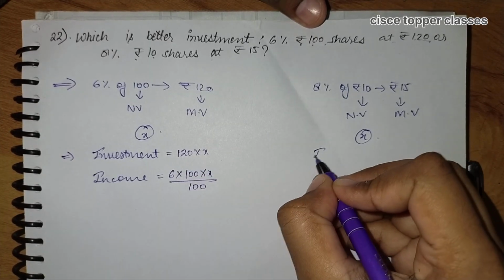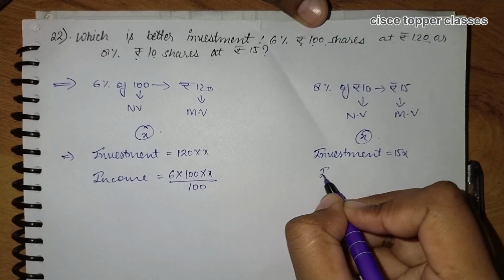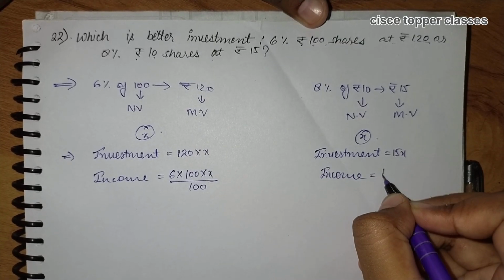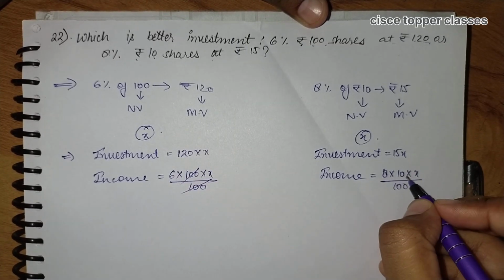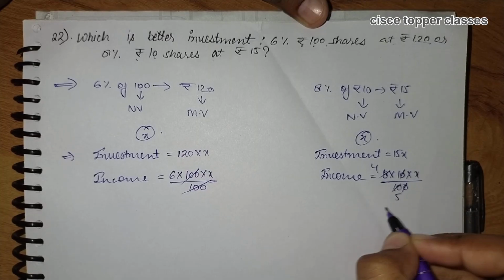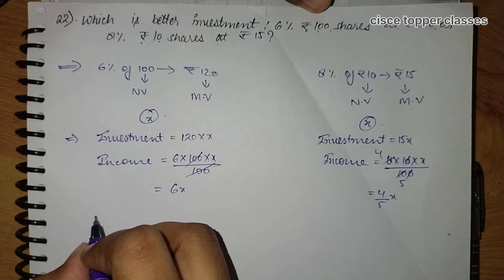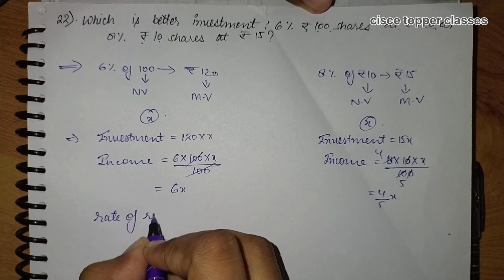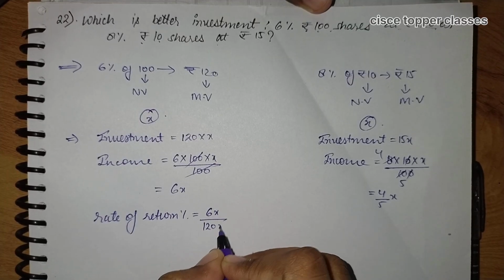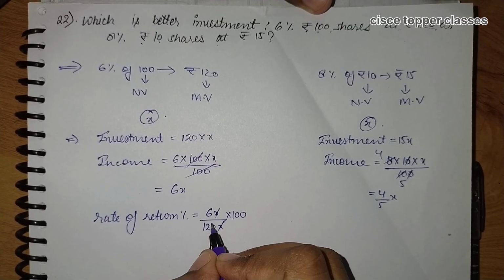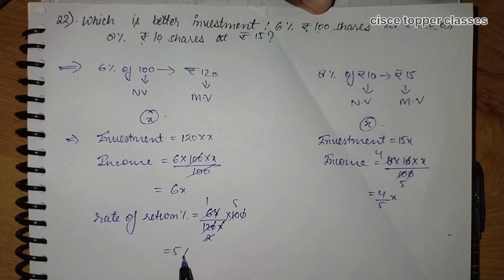And here also, if we write investment, this will be 15 into x, and if we write income, this will be 8 into 10 into x divided by 100. 100 will cancel out here, and it will be 4 by 5x. So this will be 4 by 5x, and here if we write, this will be 6x. So the rate of return in this case we can write, income is 6x, total investment is 120x into 100. x will cancel out, 0 will cancel out, this will cancel out by 2, and we will get 5% as the rate of return.